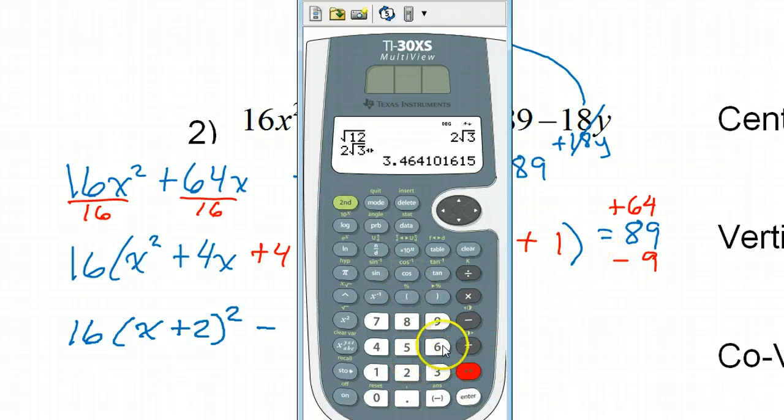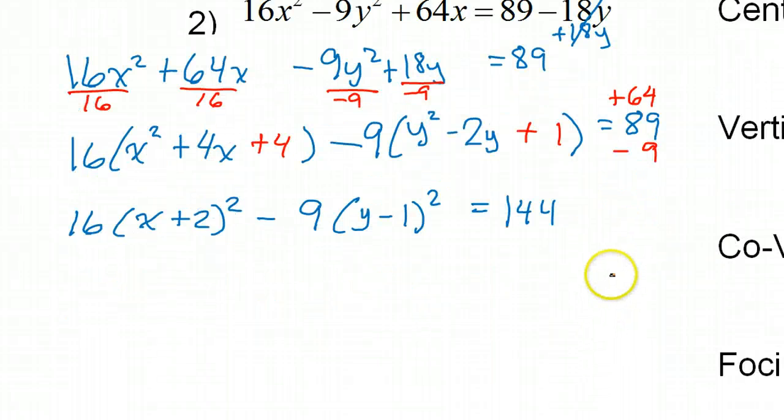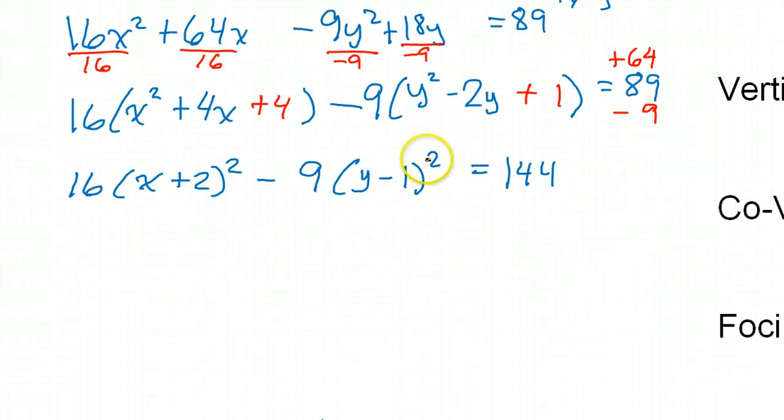Okay, so I'm just doing 64 plus 89 minus 9. That is 144. So, this is a hyperbola, so we know we need to have 1 over here for standard form. So, I am going to divide everything by 144.